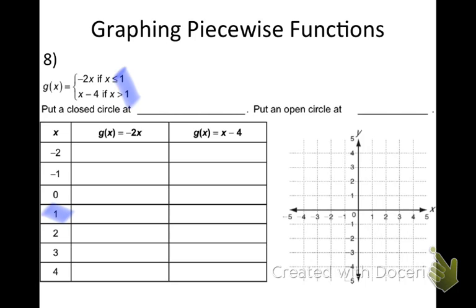So I plug in 1. Let's do the less than first. So we're going less than for g of x equals negative 2x. When I plug in 1, I get negative 2, right? Okay. Am I going to have a solid or closed circle there? Again, looking at my inequality here, that's going to have a closed circle. So there's a closed circle at 1, negative 2. So I plot 1, negative 2.